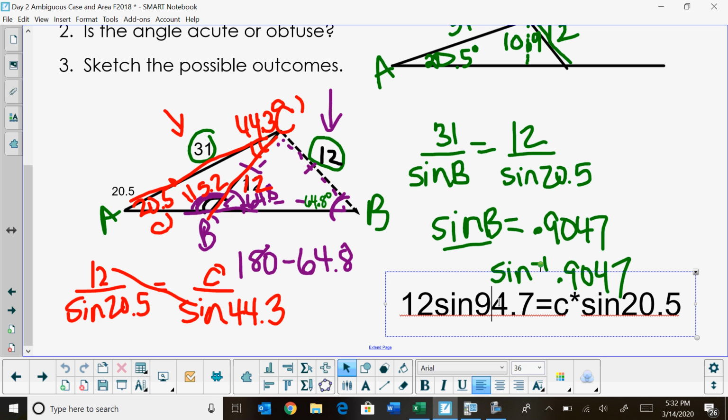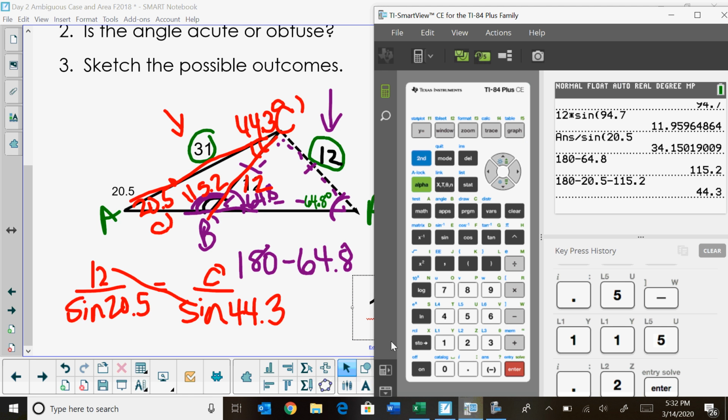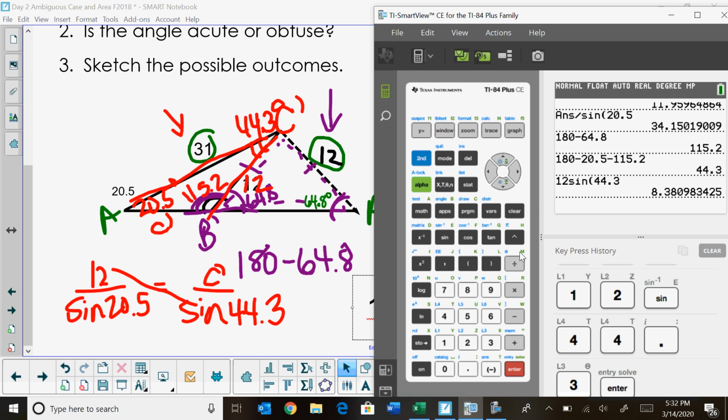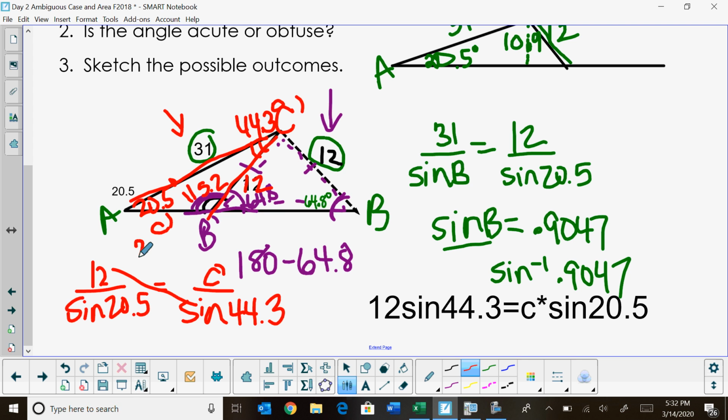What's going to change right here is this angle. 44.3 is now the new angle for C. So let's grab our calculators and take 12 times sine of 44.3. Get that answer, and divide it by the sine of 20.5. And we get 23.9. So this side over here is 23.9. Now let's see if that makes number sense.